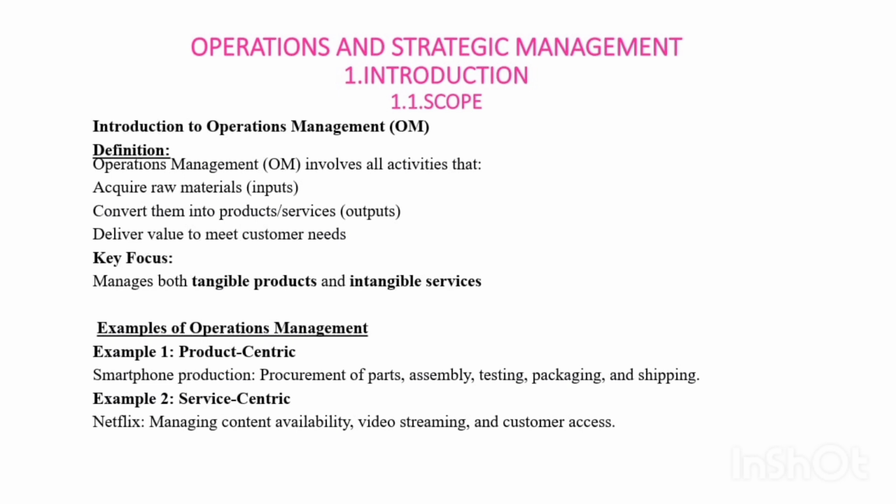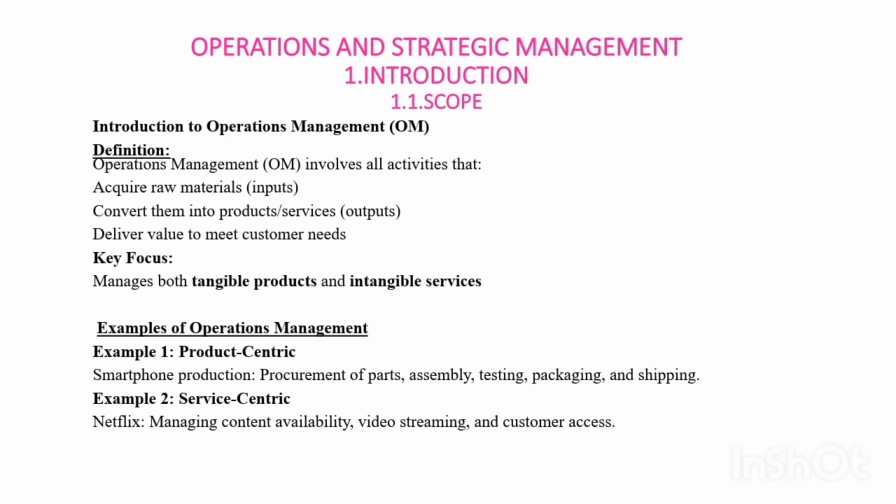The next one is service centric. So the activities involved here are managing content availability, video streaming and customer access. So content availability means you buy rights for a Malayalam movie and upload it to a server. Then video streaming, like when you click play, the server sends video without buffering. So operation management ensures servers are enough.